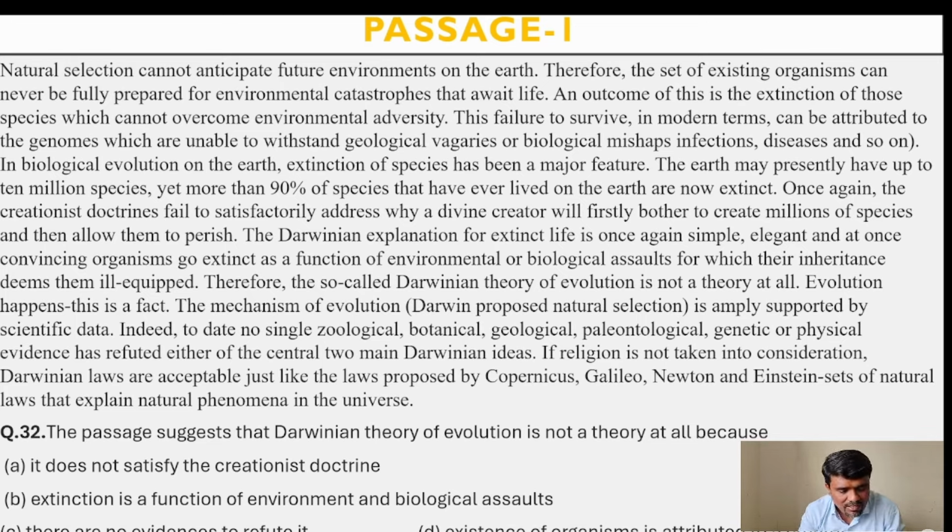Okay. Once again, same passage, question is different. The passage suggests that Darwin theory of evolution is not a theory at all because, okay, once again, a very tricky question. It looks like he is criticizing, but it's not criticizing. It doesn't satisfy the creationist doctrine, first of all. That is not the idea why he said it is not a theory at all. Okay. Extinction is a function of environment and biological assault. There is no evidence to refute it. Existence of organisms is attributed to a creator. D is easy to eliminate. It doesn't satisfy the creationist doctrine. That is not the idea, right? Okay.